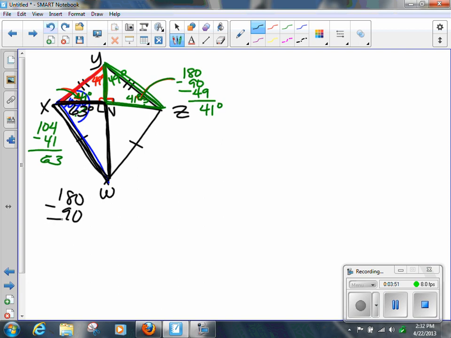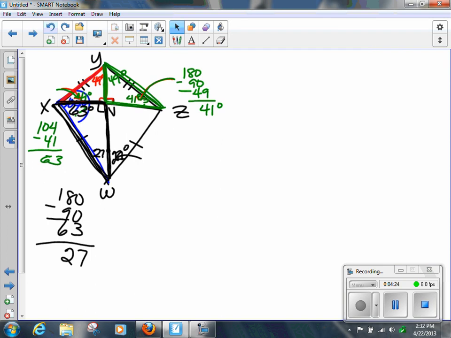180 minus 90 minus 63. Punch that in your calculator for me real quick. 27 degrees. So that means that if this angle is 27, what's this one right here? 27. And then I can find this one because that's another right triangle, correct? Do you see how we keep doing the same thing over and over again? You apply these properties that you should know, and then we go back to right triangles or triangles in general, okay? Now, any other questions on this problem?